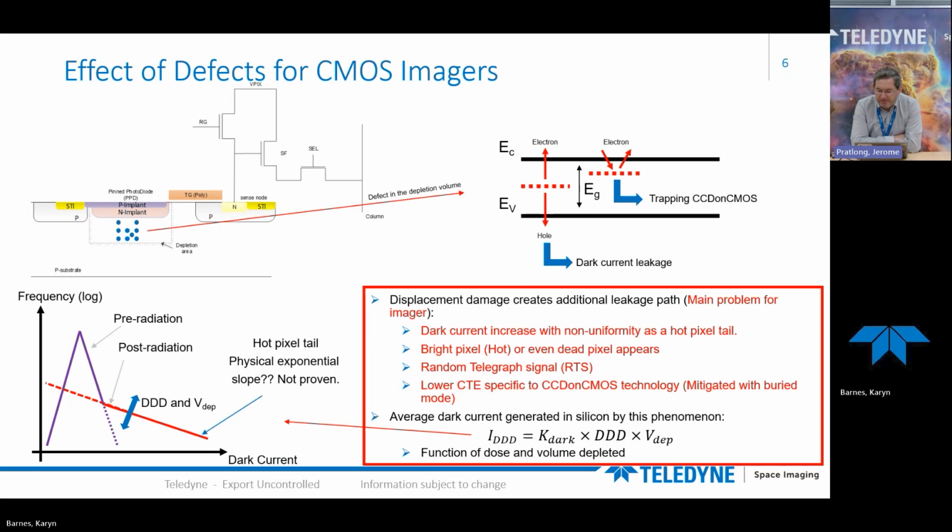Therefore, this displacement damage can create additional leakage paths. Therefore, dark current non-uniformity will be affected. It can create bright pixels, also known as hot pixels, or even dead pixels, random telegraph signal, and lower CTE for specific types of detectors like CCD, not CMOS. The average dark current, as I mentioned, and that is the key point, is a function of the displacement damage dose and the volume of depletion of the photodiode.